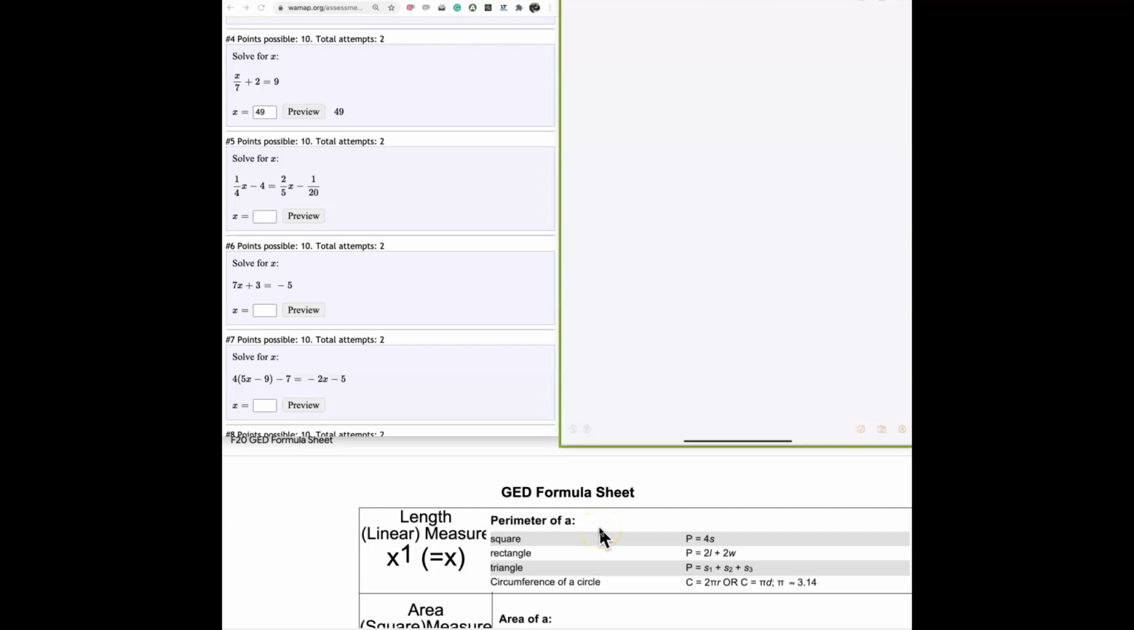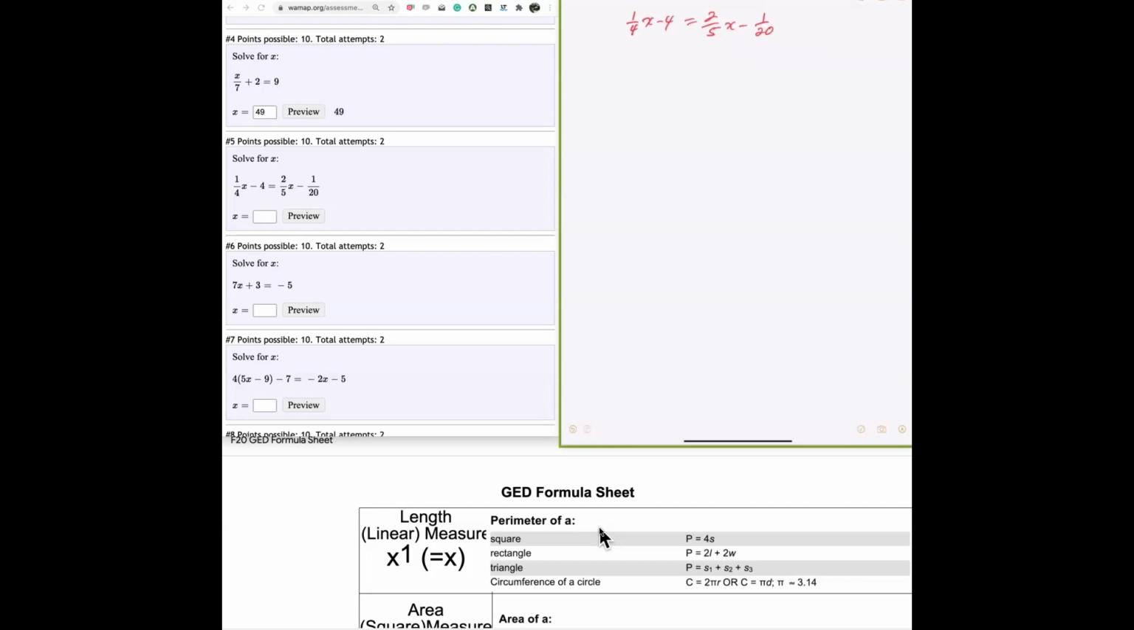All right, we're back and we're going to look at a couple more of these problems for Unit 3, the WAMAP practice test. First one is 1/4 x minus 4 is equal to 2/5 x minus 1/20. So we're going to use algebraic manipulation, like terms. We're going to put all the x values on one side, and all the other values on the right side.